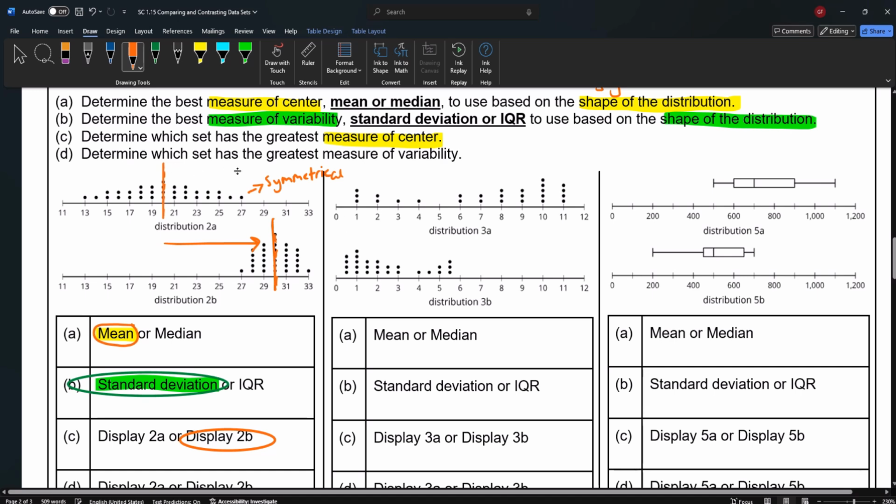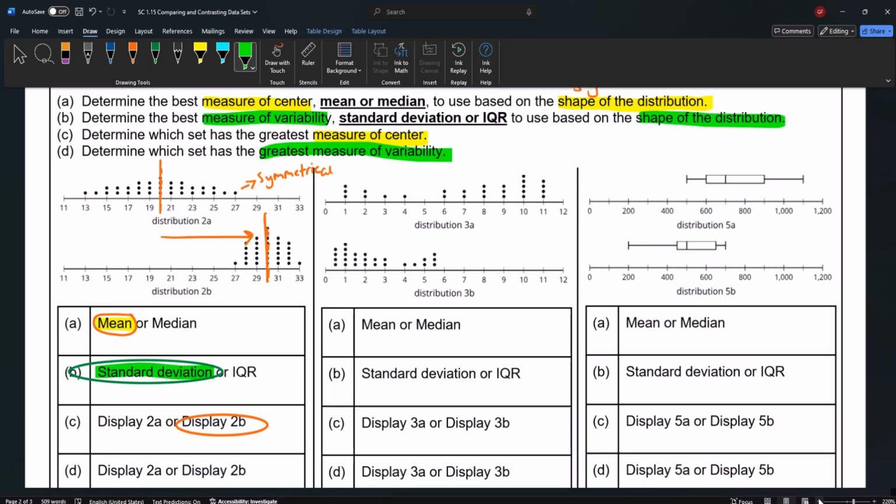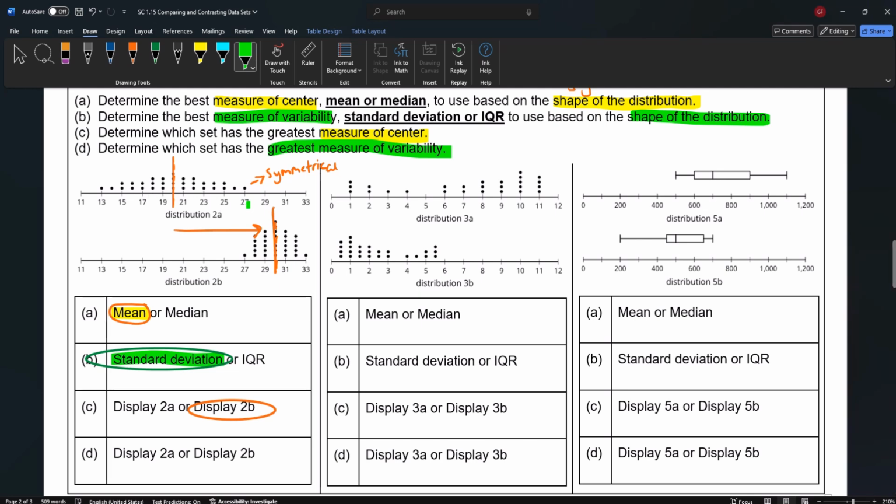Determine which data set has the greatest measure of variability. When we're talking about greatest measure of variability, you want to see how far apart your data spreads. If we take a look at distribution 2A, we see that our data points are spread all throughout our dot plot, as compared to our data in 2B, which is all squished to the right hand side. So in this case, distribution 2A would have the greatest measure of variability.